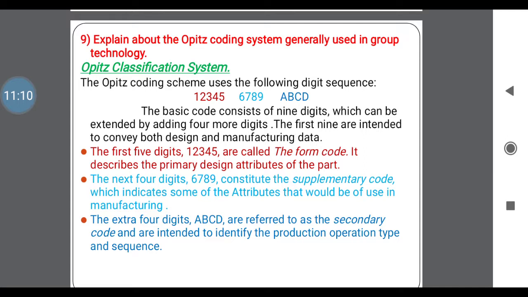So if you go for the Opitz coding system for your product, use this sequence: 1 2 3 4 5 first, that is the supplementary code. Second one is the form code. Third one is the secondary code, 1 to 9 numbers and ABCD alphabets.